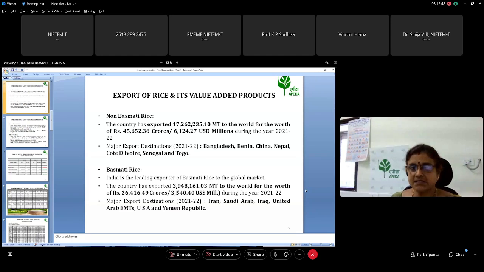And next is basmati rice. Around 26,000 crores have been exported. And the major countries that import are Iran, Saudi, Iraq, United Arab Emirates, USA, Yemen Republic.